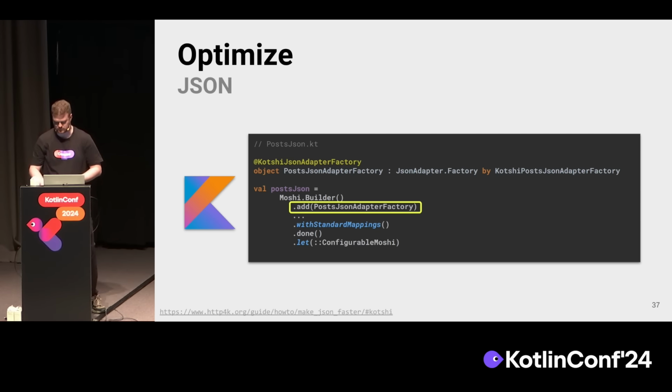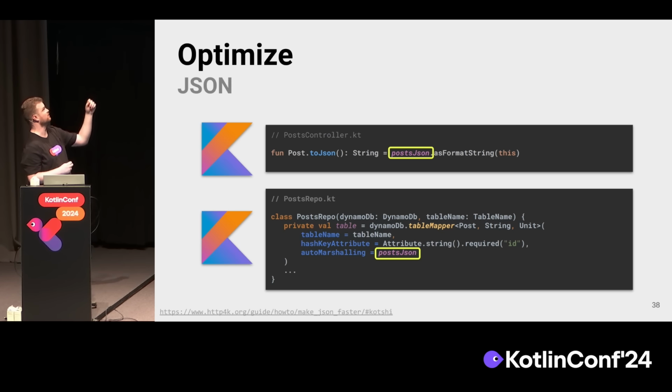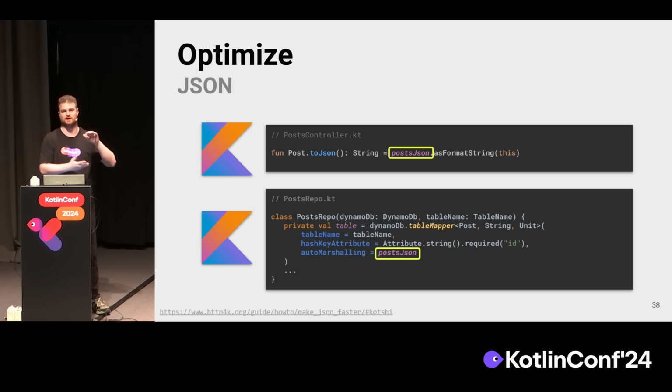And once we have that, we can start using it to convert our posts into JSON without reflection. And we can replace the Jackson that we injected into our post repository with this instance. And so now, even to map our DynamoDB documents into our data classes, because we don't use beans, it is reflectionless. So this gives us a fairly modest improvement, honestly. Still better than nothing. But good thing we've got 2 more things we can try.